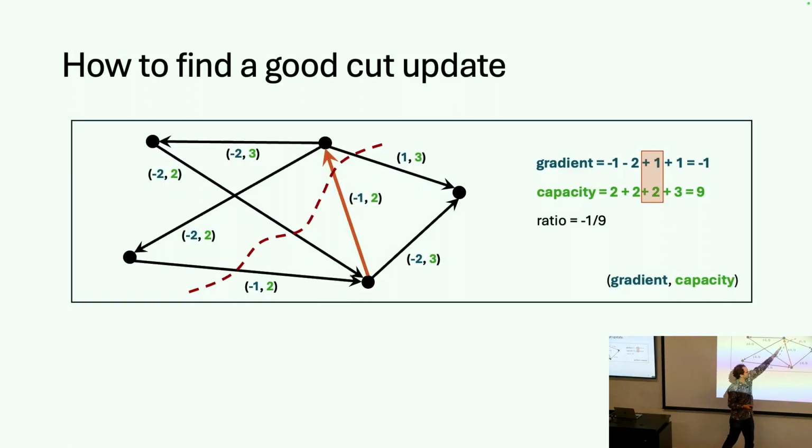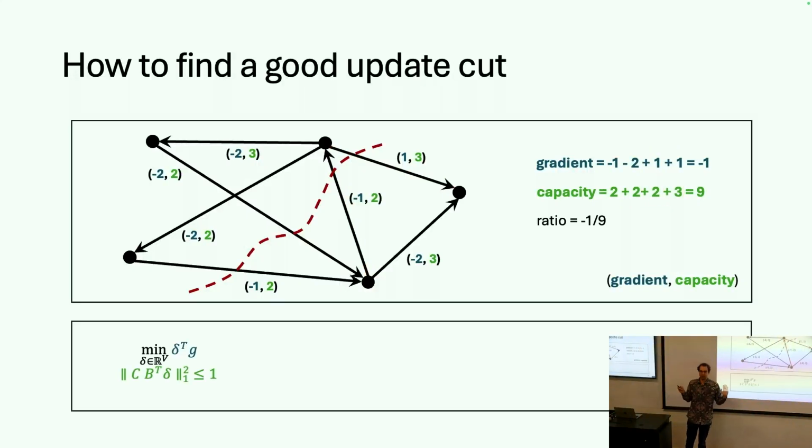So I'll imagine this cut is like a left to right cut. For this edge here, I need to flip the sign in front of the gradient. This in total gives a sum of -1 for the gradients, 9 for the capacities. So the ratio of this cut is -1 by 9. And it turns out that finding a cut of minimum ratio, so as large of a number here before the minus, is going to give you a good update direction.